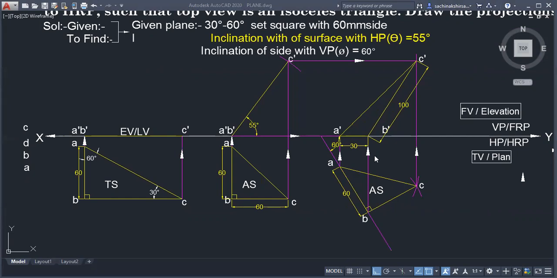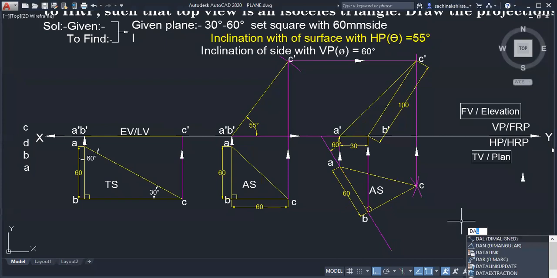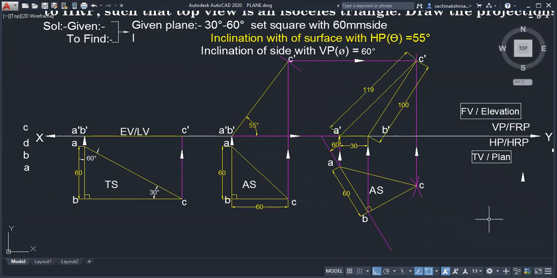And lastly, who will tell A dash C dash? It is not the answer, but we are cross-checking with each other. Problem is already over, but still we are cross-checking with ourselves. Who will tell A dash C dash? 112, 118, 116, 117, 113. A lot of difference. Okay, no issue. Though it is last stage, there may be variation.